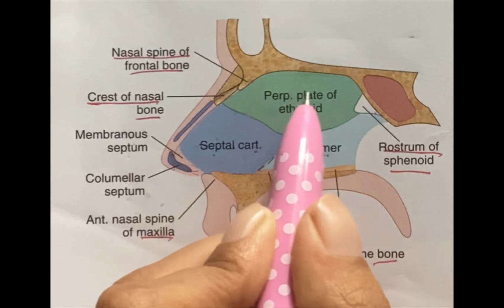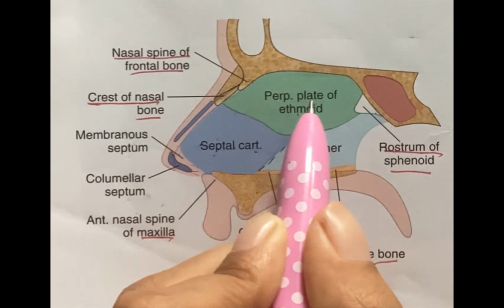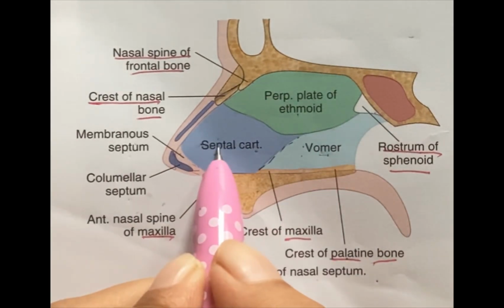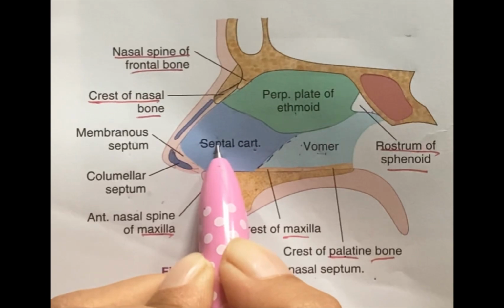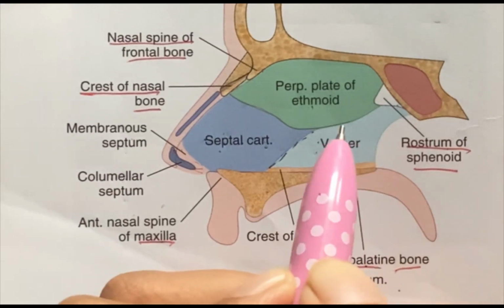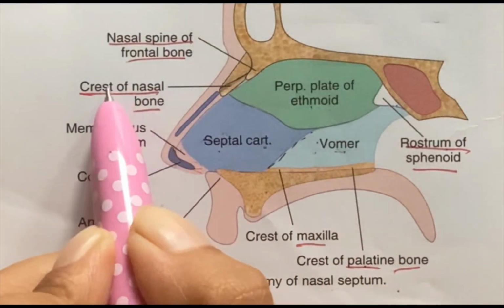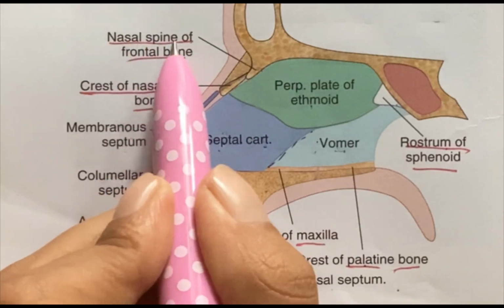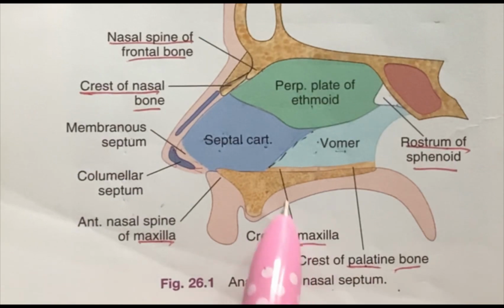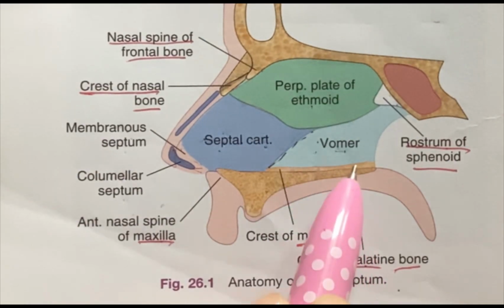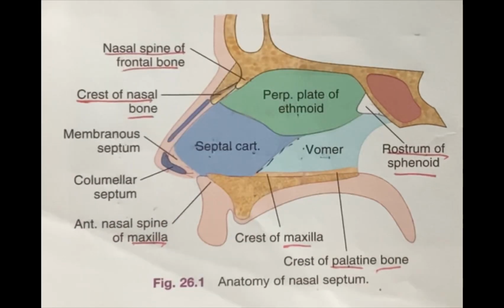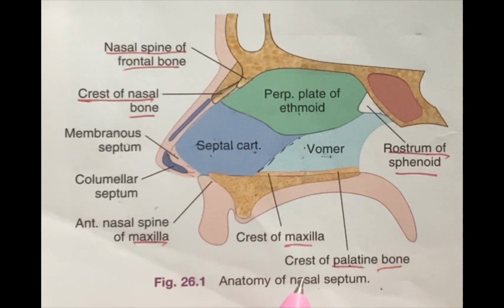Its principal constituents are the perpendicular plate of ethmoid, the vomer, and a large septal cartilage, also known as quadrilateral cartilage. And other bones which make minor contributions at the periphery are crest of nasal bone, nasal spine of frontal bone, rostrum of sphenoid, crest of maxilla, crest of palatine bone and anterior nasal spine of maxilla. So this was the overall anatomy of the nasal septum.